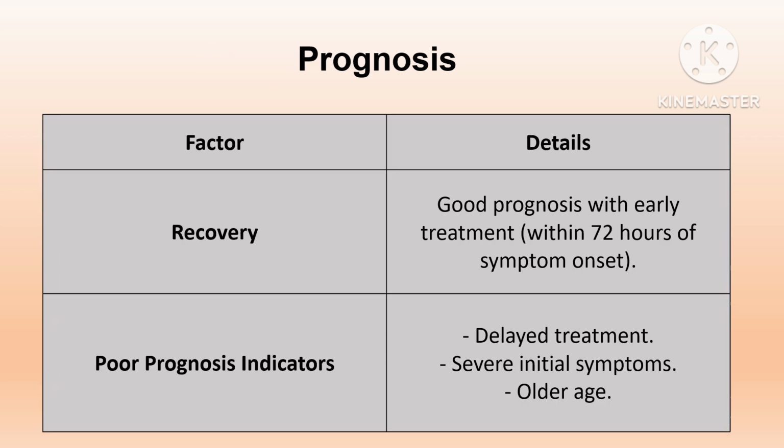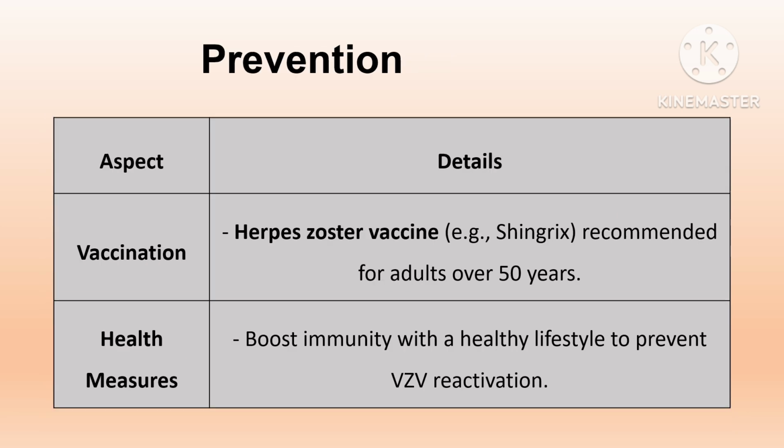Regarding the prognosis for Ramsay Hunt syndrome, the prognosis depends on how quickly the treatment begins. Early antiviral and corticosteroid therapy within 72 hours can result in complete recovery for most patients. However, older age, severe symptoms, or delayed treatment are associated with poorer outcomes, including permanent nerve damage. Prevention of this syndrome involves vaccination and boosting the immunity. The herpes-zoster vaccine is recommended for adults over 50 to prevent reactivation of varicella-zoster virus. Additionally, maintaining a healthy lifestyle can reduce the risk of viral activation.